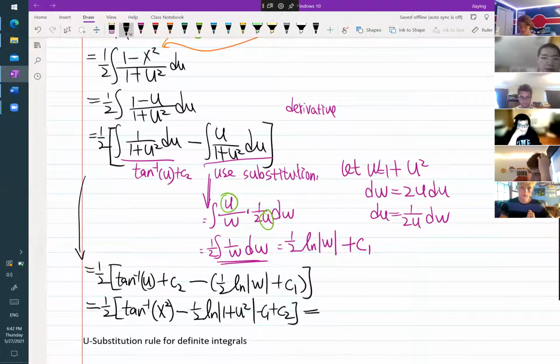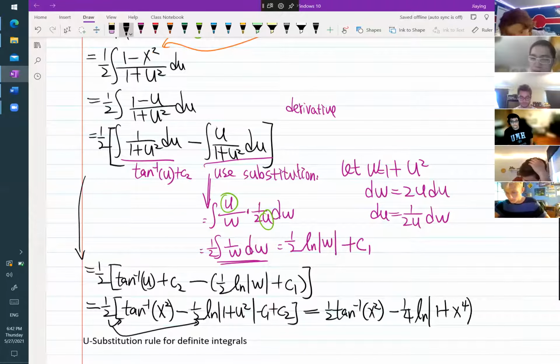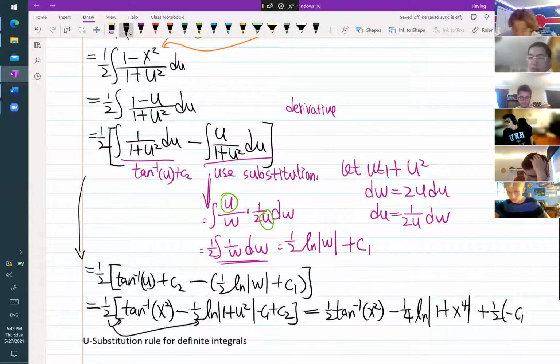So the next step, I'm going to distribute the half, and I'm going to substitute for u again. So I have 1/2 inverse tan of x squared minus 1/4 natural log absolute value of 1 plus u squared. Recall u is x squared, so x to the 4th power. And then we have 1/2 times negative c1 plus c2. This term is a constant, so we can just call it c.